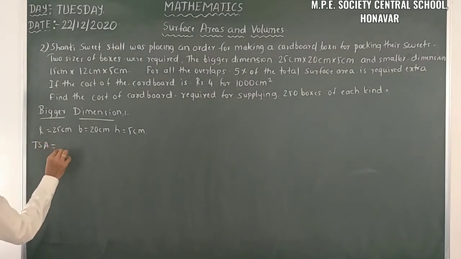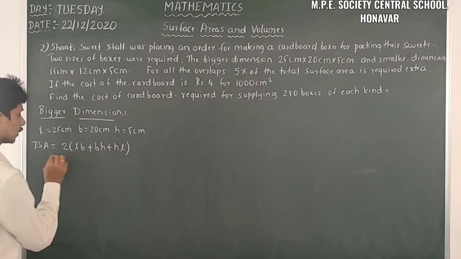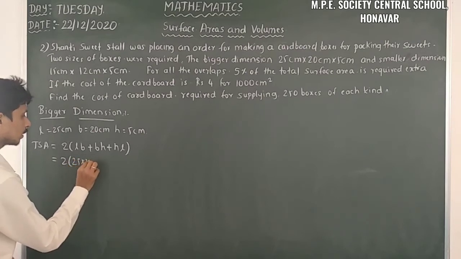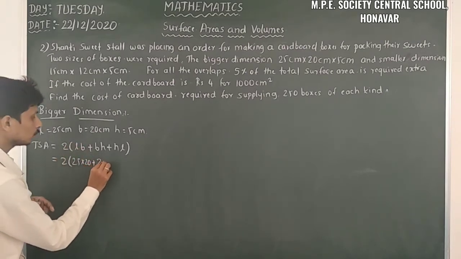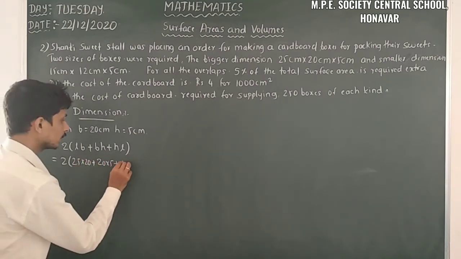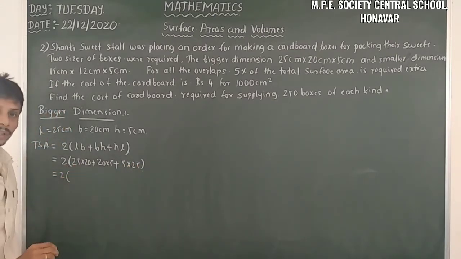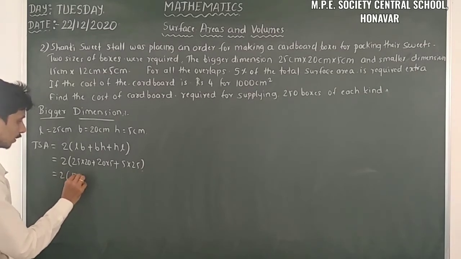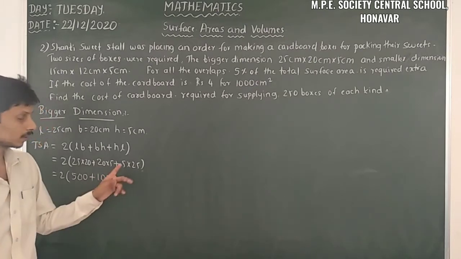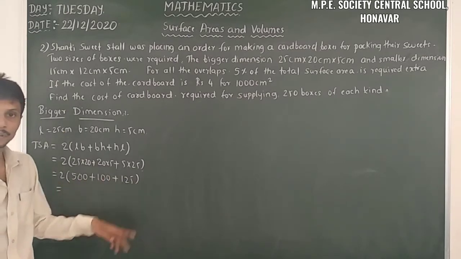Total surface area is equal to 2 into (LB plus BH plus HL). We insert the respective values in the respective places: 2 into (25 into 20 plus 20 into 5 plus 5 into 25). 25 into 20 is 500, plus 20 into 5 is 100, plus 25 into 5 is 125. So it is 500, 600, 725.